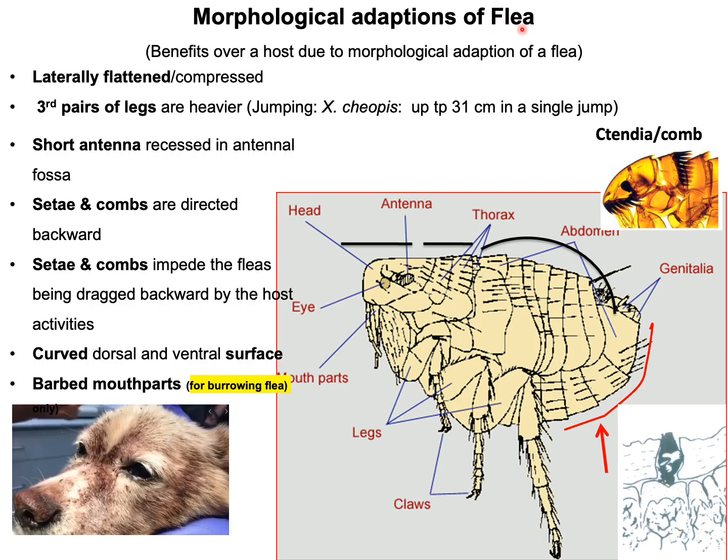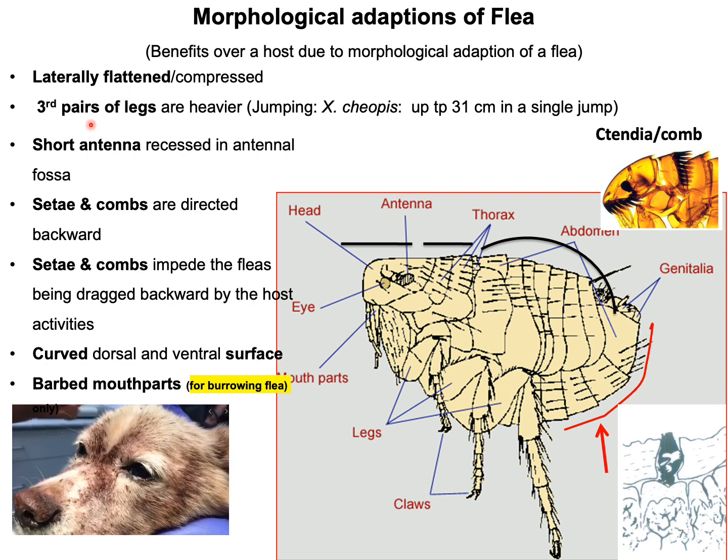Morphological adaptation of a flea, or morphological modification. So due to the morphological modification, the flea gets some benefit over a host. So what are those morphological adaptations? The first one is the body is laterally flattened or compressed. As a result, the flea can move through the body coat of the animal very easily.